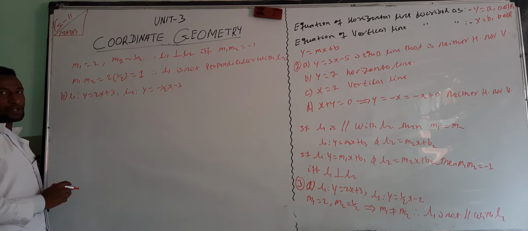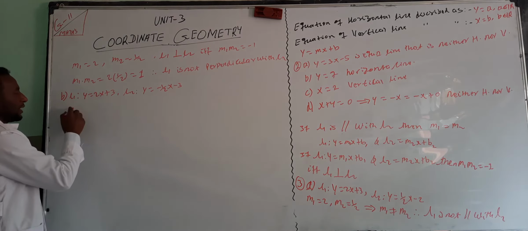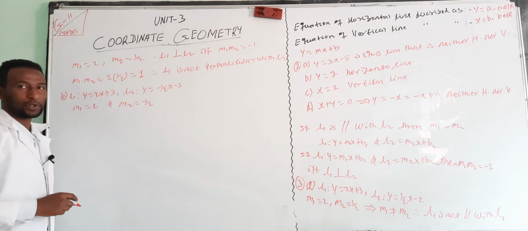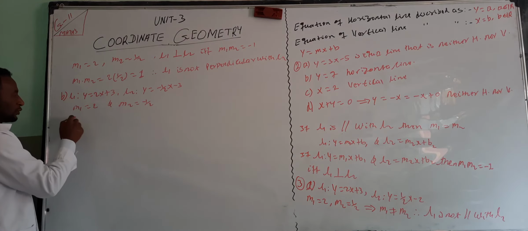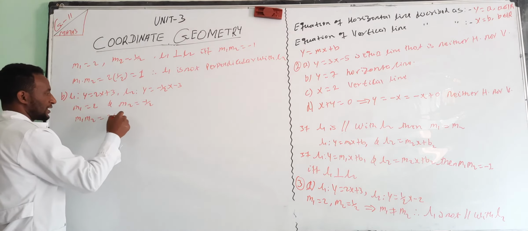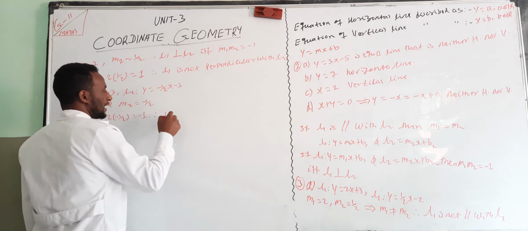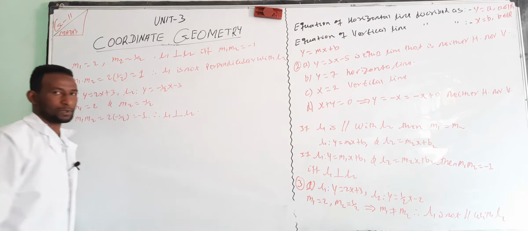In this equation of line 1 and line 2, the slope of L1, m1, is equal to 2 and m2 is equal to -1 over 2. Then when we multiply m1 with m2, m1 times m2 is equal to 2 times -1 over 2, which is equal to -1. Therefore L1 is perpendicular with L2.